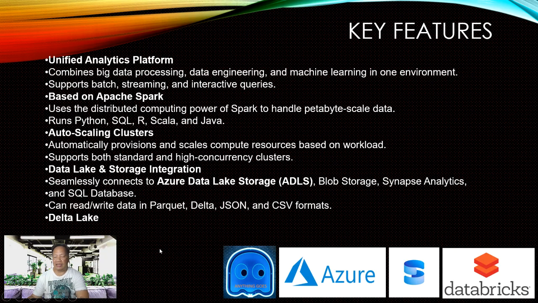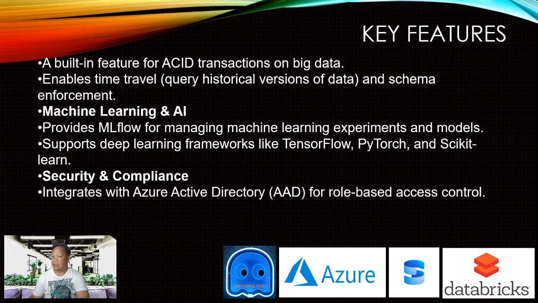And we have Delta Lake, which is basically the change. There's a built-in feature for ACID transactions on big data. ACID is about how permanent the data is. It's a characteristic of data. ACID is an acronym for something. I already forgot. It has been 20 years. But one of those is permanency, consistency is C, integrity is I, and I really forgot what A is. Then machine learning and AI, and security and compliance with Azure Active Directory and role-based access control.